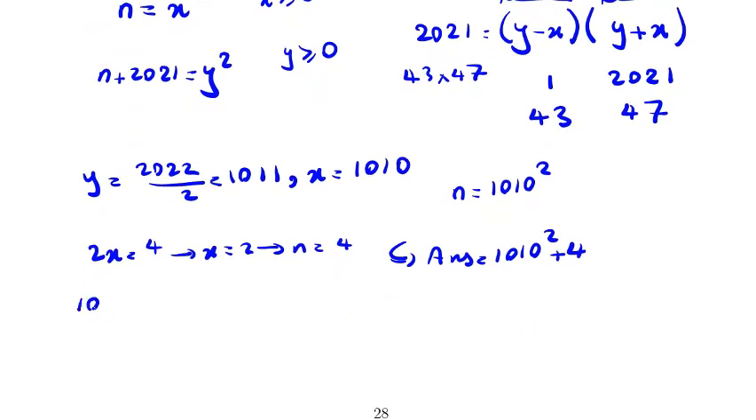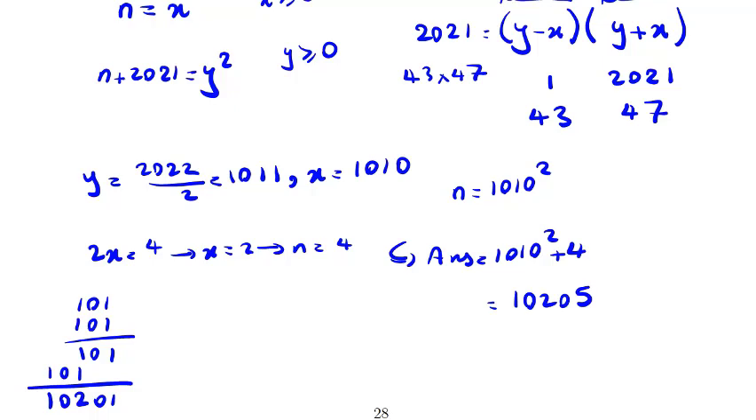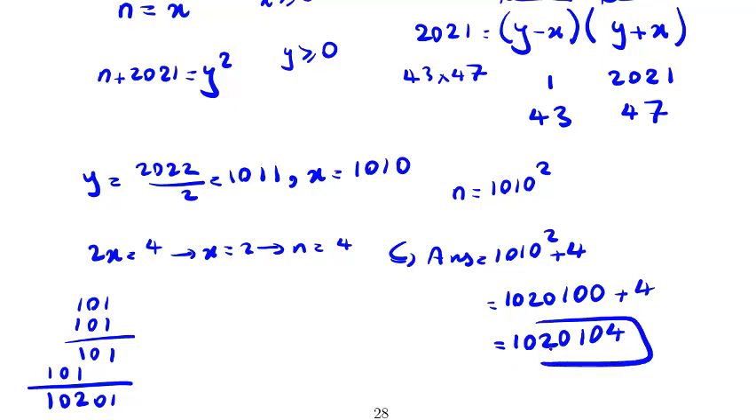If we multiply 101 by 101, it's 10201. Here we consider only 101, and we have two zeros, so let's add them at first. We say, okay, it's 10201, and two zeros are left, plus 4. So if we add, it will be 1020104. Okay, so the answer is equal to this number, 1020104.